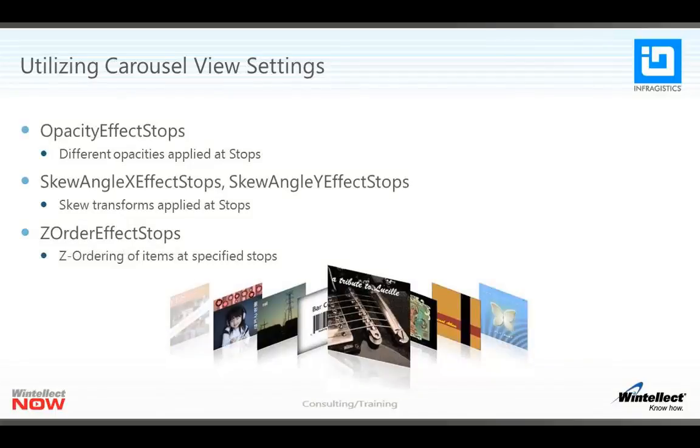Opacity effect stops specify where along the path to change the opacity of items. Skew angle X effect stops and skew angle Y effect stops allow for skew transforms to be applied at various stops along the path. And lastly, Z-order effect stops allows specifying the Z-order of items at specific stops.